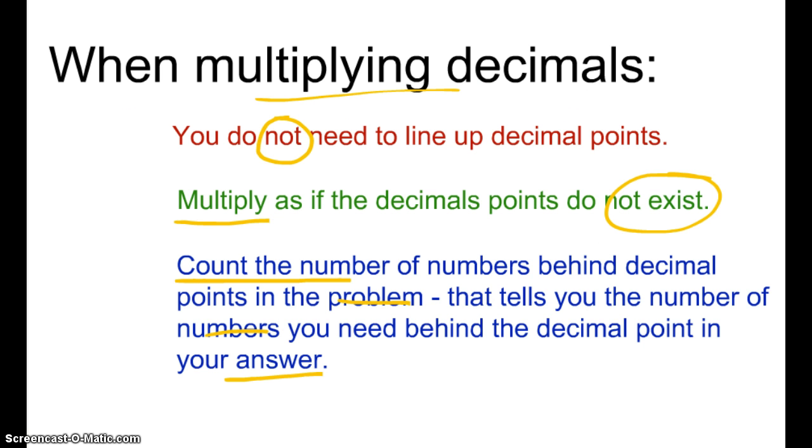So go back to your rule and make sure you've got these written down. And practice a couple. Practice multiplying like the decimals don't exist, and then practice counting up the number of numbers you have behind your decimal point.